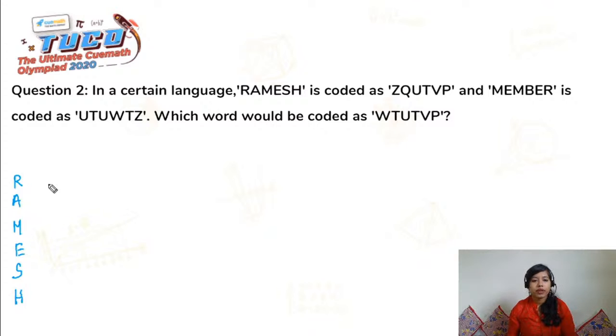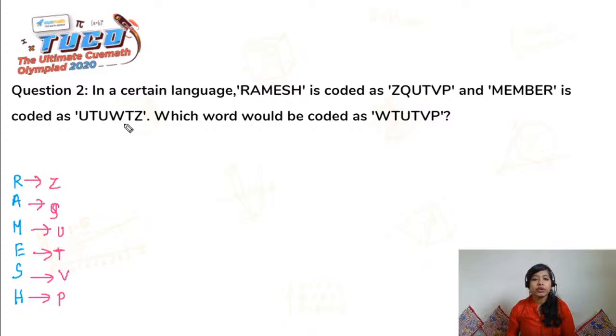So I'm going to write the Ramesh word in this way. R-A-M-E-S-H. Now from here, we know that R is mapped to the first letter of this, which is Z. A is mapped to Q. M is mapped to the third letter, which is U. E is mapped to T. S is mapped to V, and H is with P. Similarly, we have been given another hint.